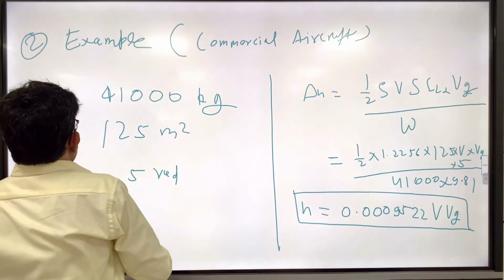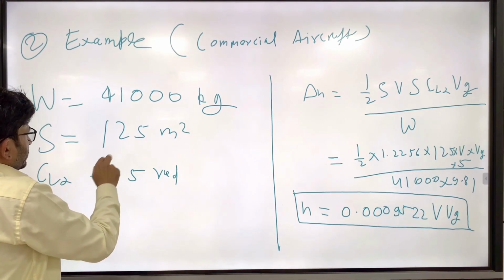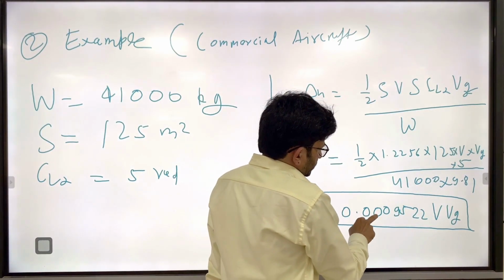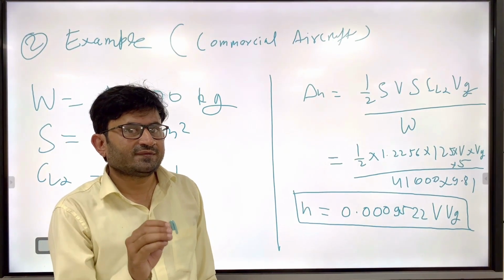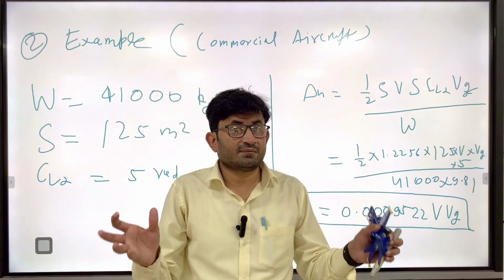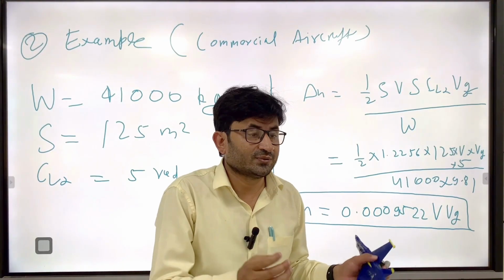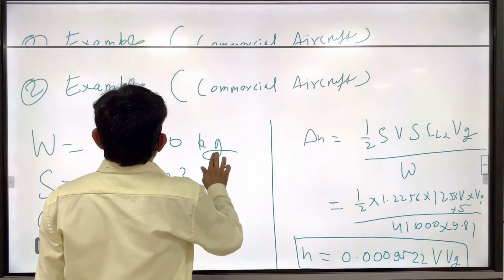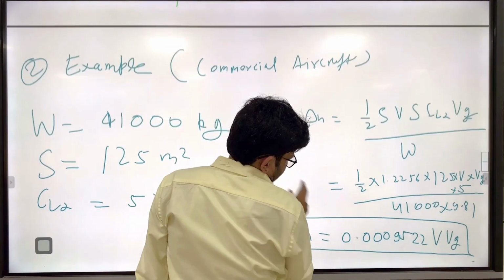Now consider the commercial aircraft. Let's say weight is 41000 kg and S equals 125 meter square, CL alpha 5 per radian. So you will get delta n equal to 0.0009522 V into Vg. That means the effect on delta n is very small. That is why a commercial aircraft can sustain a large amount of gust compared to a light aircraft. One example I have taken is a light aircraft where the weight was 10 kg only. So see how sensitive it was with respect to the wind. But here this is 30 that is coming, right, and here only 10 is coming. You can see this.